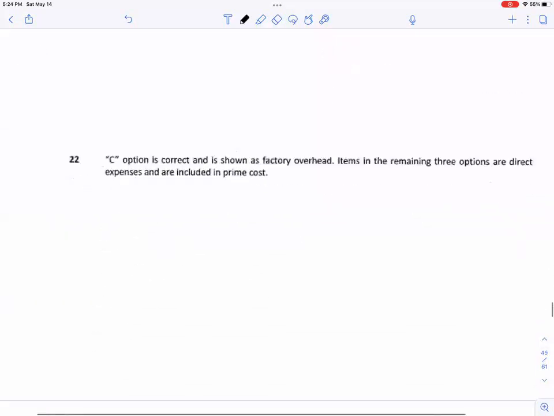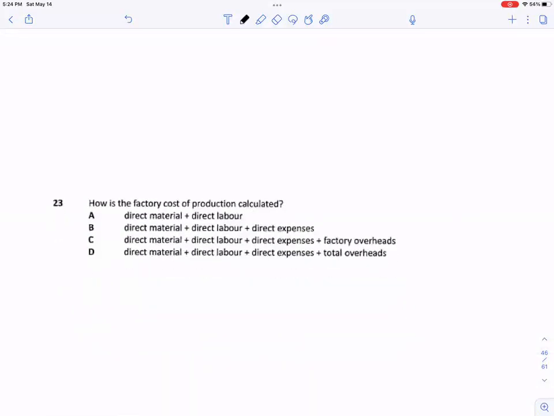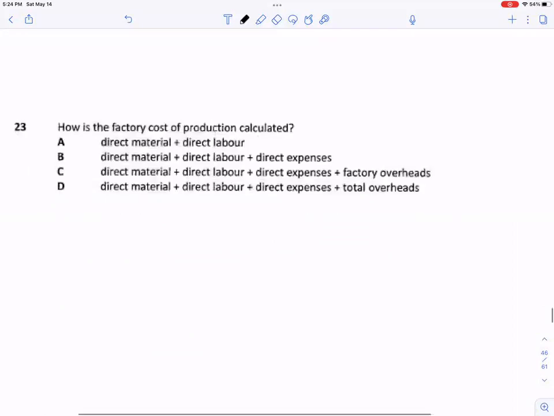Go to the next question. Can I answer this question? Yeah, answer. Okay. A is wrong. B is partially okay. B is also wrong. That plus direct labor plus direct expenses is what?